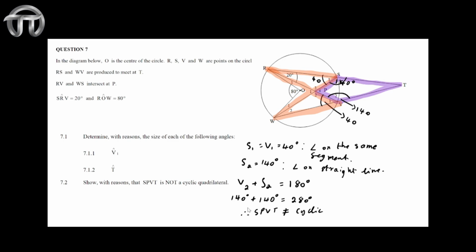SPVT is not cyclic because the two angles are not equal to 180 degrees. This is not equal to 180 degrees. So if the two opposite angles are not 180 degrees, it means that the quadrilateral is not a cyclic quad.